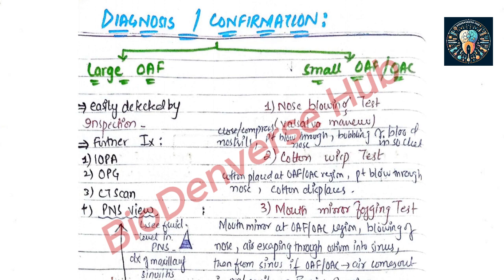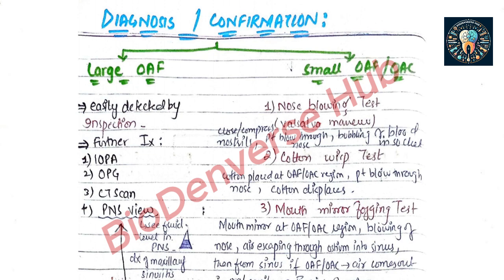In that, we will close and compress the nostrils of the patient, and then we will ask the patient to blow through the nose. The bubbling of the blood in the socket will occur, because there is a communication between the nasal cavity and the antral cavity. When the nostrils are closed and compressed and the patient blows through the nose, the air usually escapes into the oral cavity through the antral cavity, and the bubbling of the blood in the socket is seen. So this confirms the presence of an oroantral communication and opening.